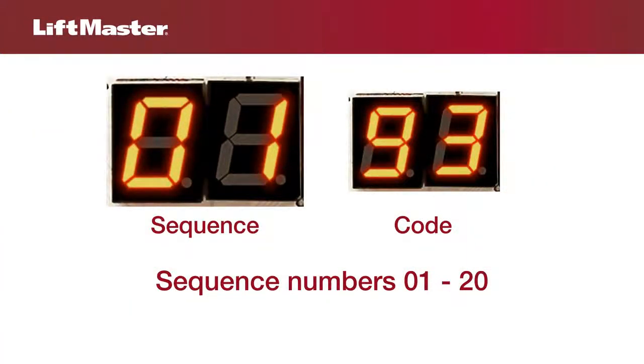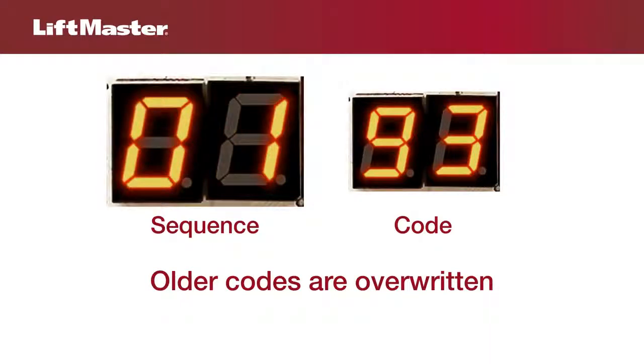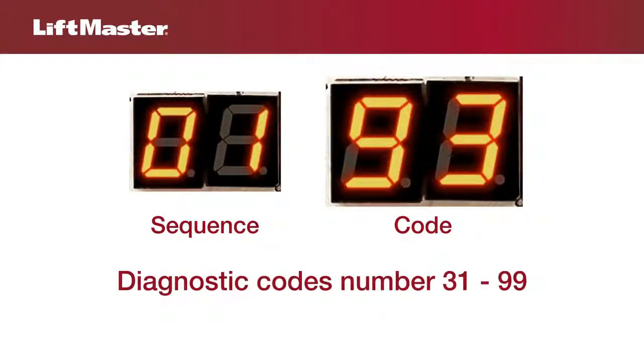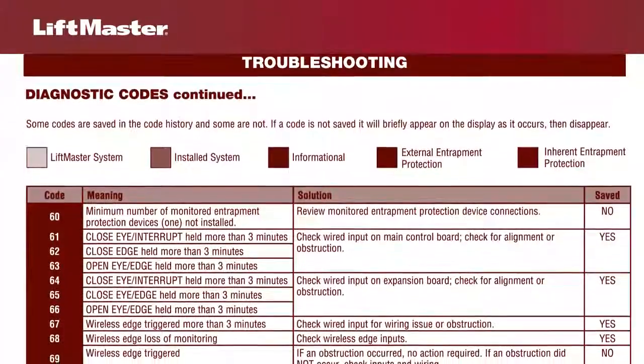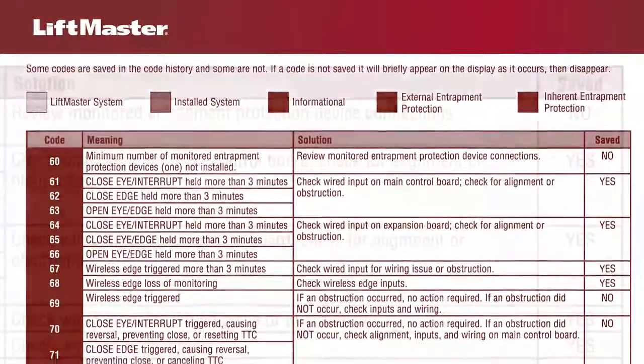The operator is able to keep track of 20 diagnostic codes. The first code will display 01 for the sequence number, the second code 02, and so on. If more than 20 codes occur, the oldest codes will be overwritten. The second part of the code is the diagnostic code itself, which will be a number from 31 through 99. For the complete list of diagnostic codes and their meanings, refer to the owner's manual or wiring diagram.